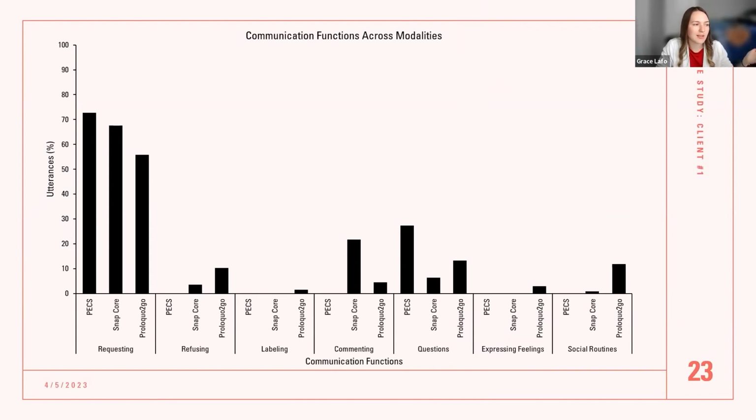And then on the y-axis, we have the percentage of utterances that were within these categories. So for PECS, we see that his communication functions were very limited to requesting and answering questions, just because of the phase of PECS that he was in. But with SnapCore and Proloquo, we saw more of a breadth across the communication functions. So, whereas he had been using PECS before, that might not be the best modality option for him just because it limits his language.